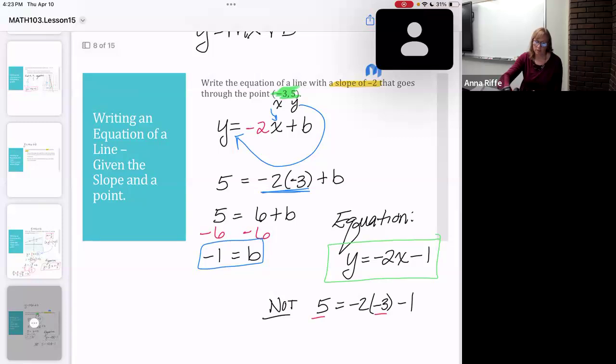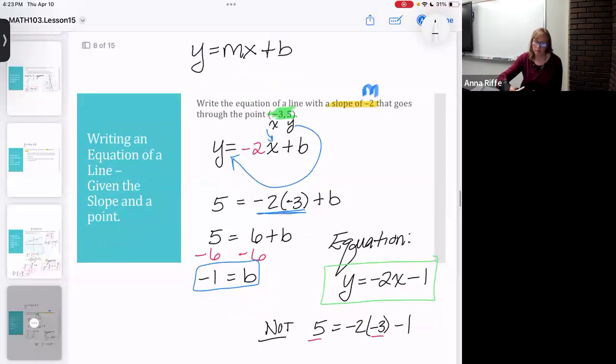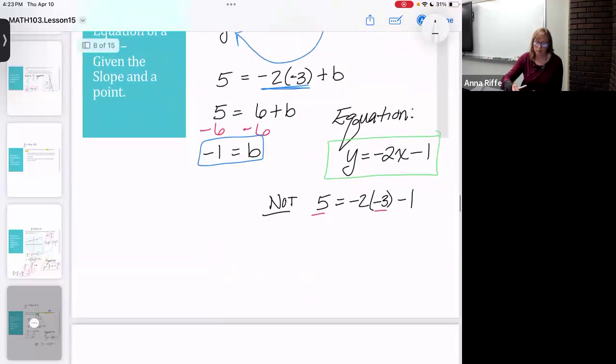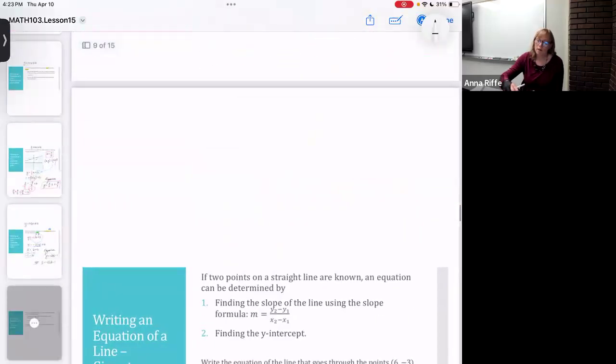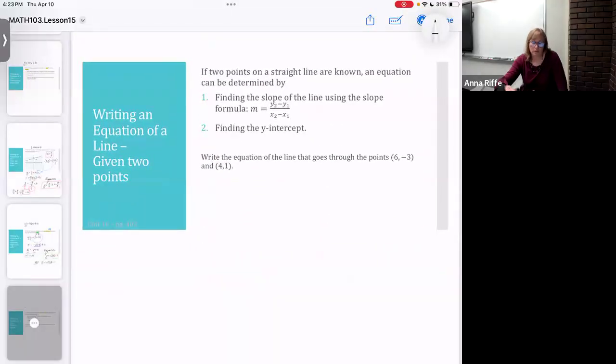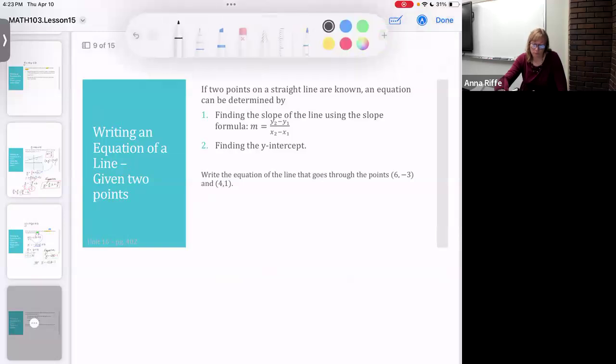So we can find the equation of a line given the slope and 1 point. We can find it using a graph. We can find it using the slope and the y-intercept. We can also find the equation of a line if you're just given 2 points and you are not given the slope.